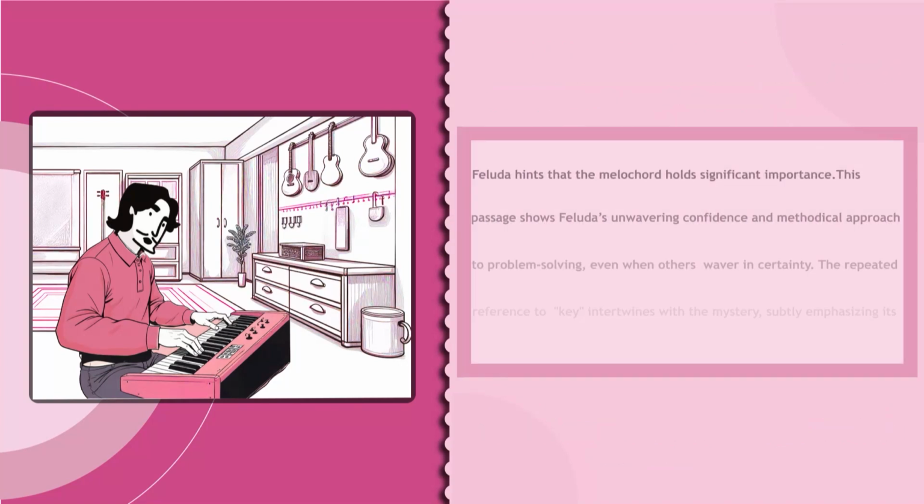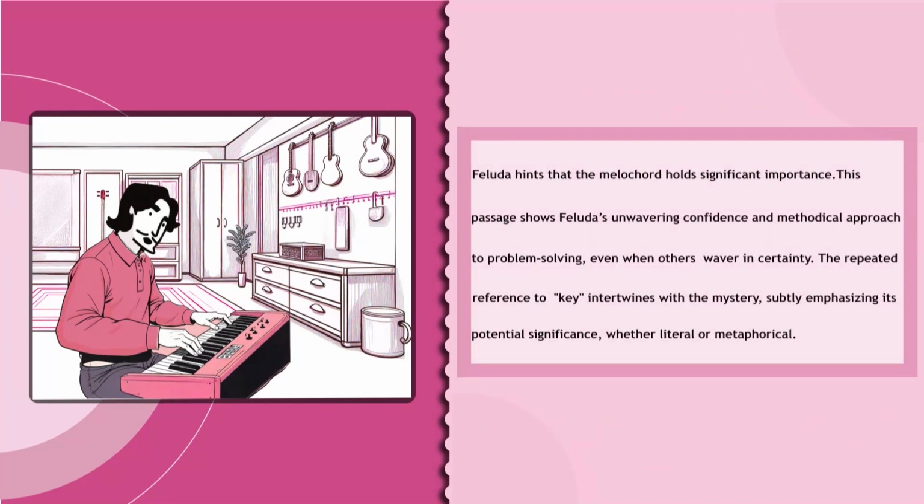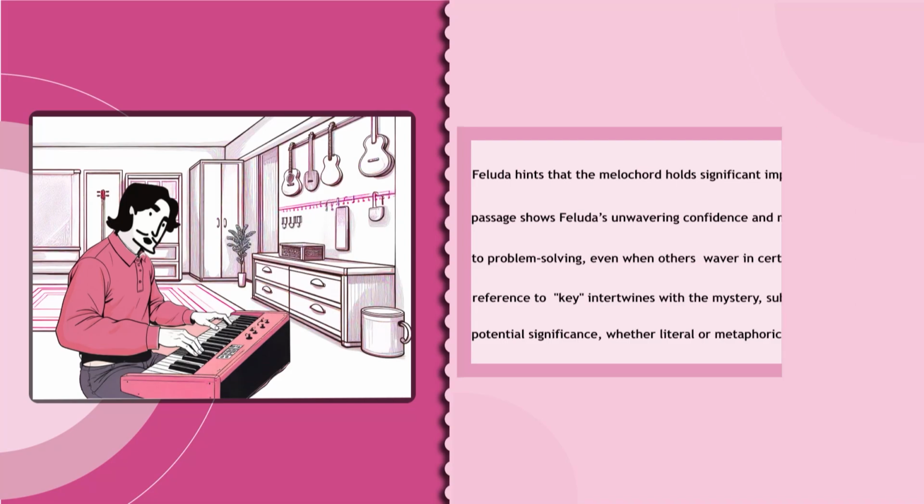Feluda hints that the melochord holds significant importance. This passage shows Feluda's unwavering confidence and methodical approach to problem solving even when others waver in certainty. The repeated reference to key intertwines with the mystery, subtly emphasizing its potential significance, whether literal or metaphorical.